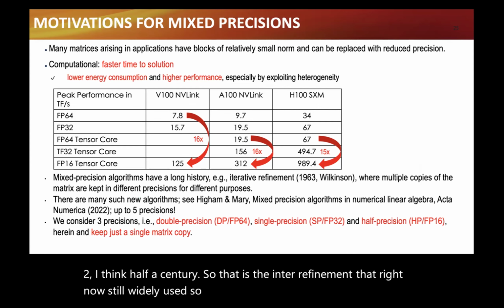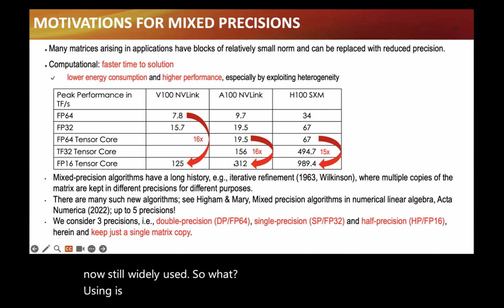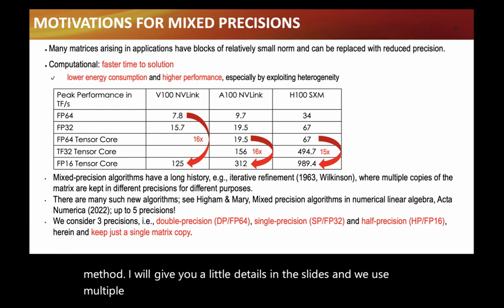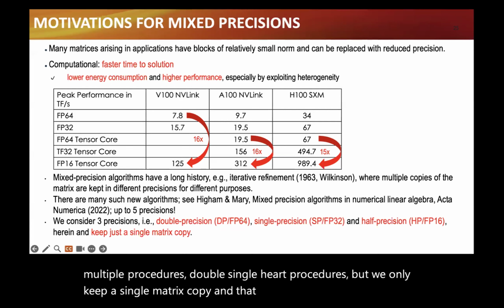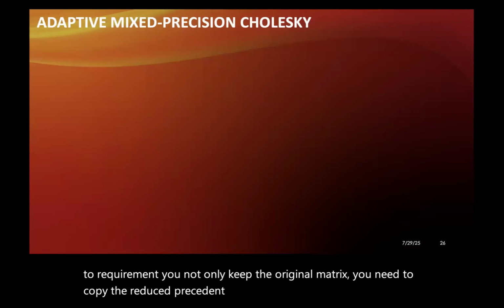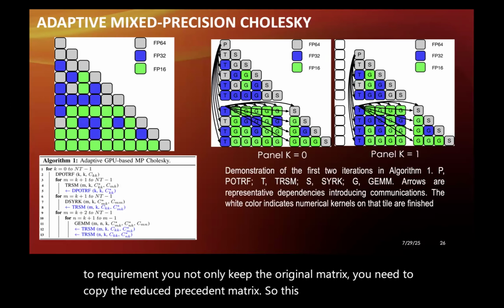What we are using is different from the traditional method. We use an adaptive method, and I will give you a few details in the next slides. We use multiple precisions, double, single, and half, but we only keep a single matrix copy. That is the requirement in the iterative refinement environment, where you not only keep the original matrix but also need to copy the reduced precision matrix. So this is what our adaptive mixed precision algorithm looks like.